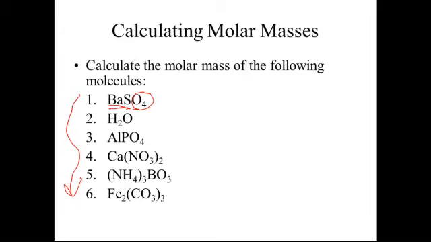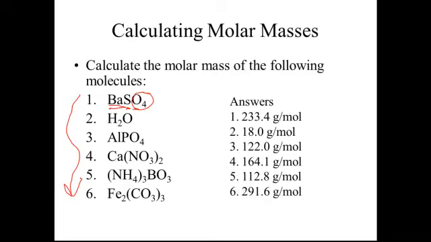All right, welcome back. Let's go ahead and take a look at our answers here. These are the answers that I came up with for each of them. So for number 1, for barium sulfate, I got 233.4 grams per mole. Water, 18, and you can go through the rest of them there yourself. If there is a problem or if possibly I made a mistake, go ahead and talk to me about it, and we'll figure out what went wrong.